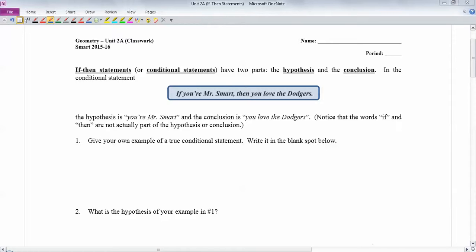And so the hypothesis is the phrase that directly follows the if. So in this case, "You're Mr. Smart" is the hypothesis. And the conclusion is the thing that directly follows the then, which is "You love the Dodgers." By the way, this is true. If you're Mr. Smart, you do love the Dodgers. Okay. And notice that when I label the hypothesis and the conclusion, you actually leave the word if out of the hypothesis and leave the word then out of the conclusion.